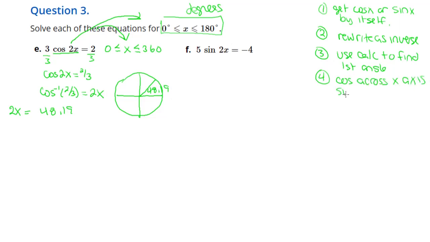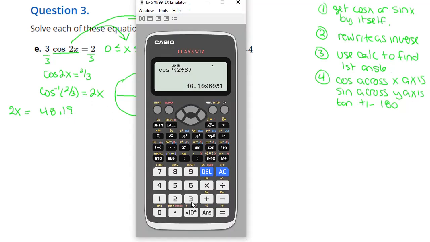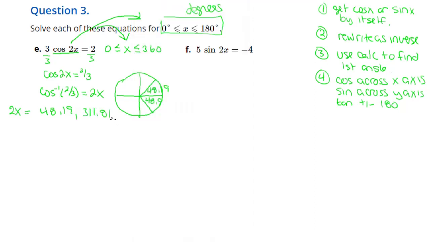I'm going to the unit circle, and remember, cosine is across the x-axis, sine is across the y-axis, and for tangent you just add and subtract 180. So this is cosine, I go across the x-axis, and this is going to give me an angle of 360 minus 48.19, which is going to be 311.81. So that's my other angle.